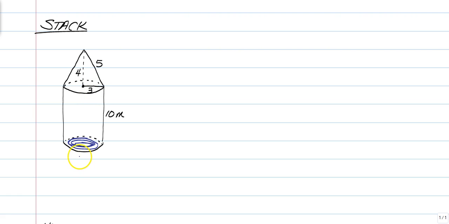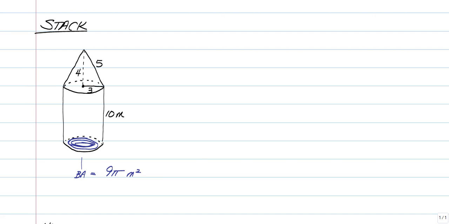So the first thing we're going to do for the surface area is find the base area, and to do that with a circle, it's just radius squared times pi. So the area of the circle is 9 pi, and of course that would be meters squared, and that's just the base area for the bottom of this figure. And we're done with the base part.